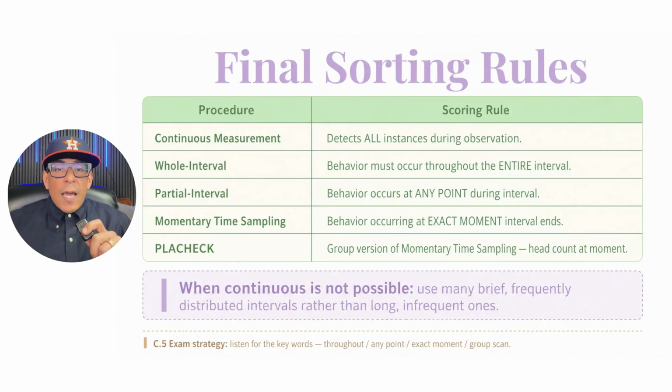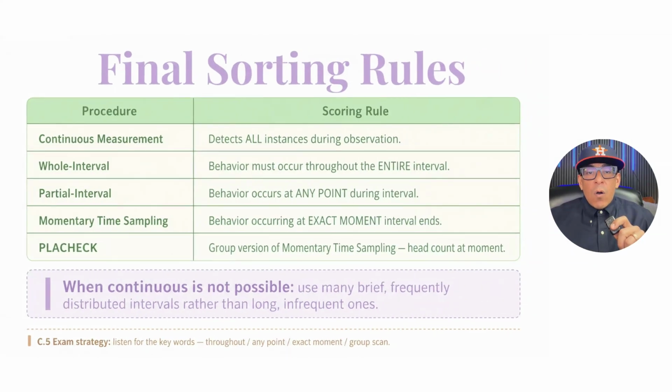Let's recap. Continuous measurement detects all instances of the target behavior during the observation period, while discontinuous measurement may miss some instances because it samples intervals or moments. For C5, remember the discontinuous clues. Whole interval means throughout the interval. Partial interval means any point in the interval. Momentary time sampling means at the exact moment. And play check applies momentary time sampling to group behavior.